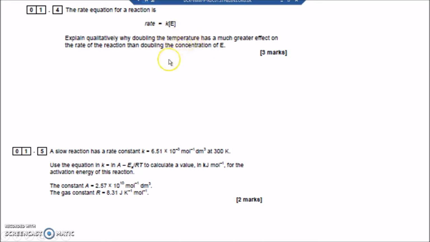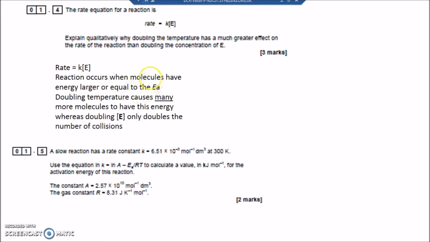Temperature is important because a reaction only goes ahead when the molecules have energy equal to or greater than the activation energy. So that's the first thing you've got to say. And then you've got to say that doubling the temperature causes many more molecules to have this activation energy, whereas doubling the concentration of E only doubles the number of collisions. You don't know whether they're going to be successful or not. They'll only be successful if they've got the activation energy. So just doubling the number of collisions doesn't mean that they're going to be successful ones.